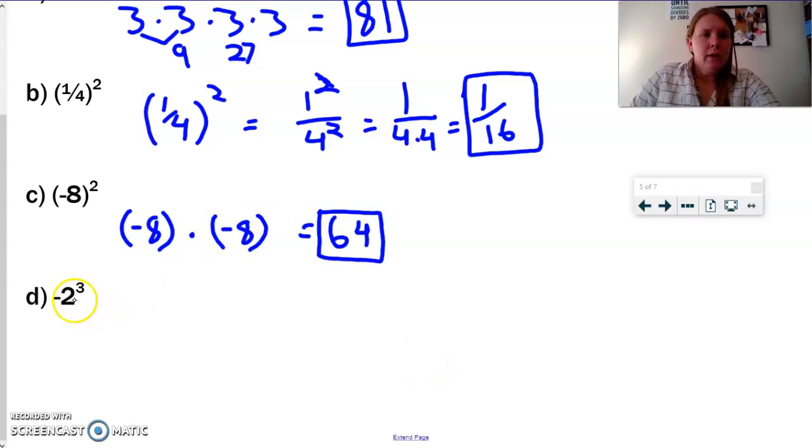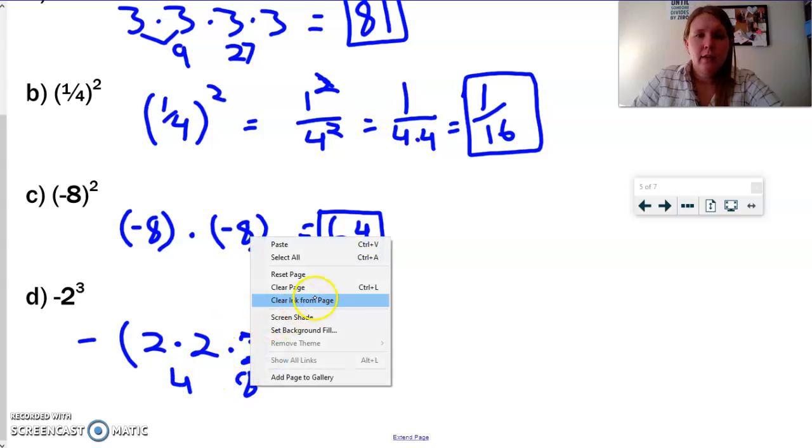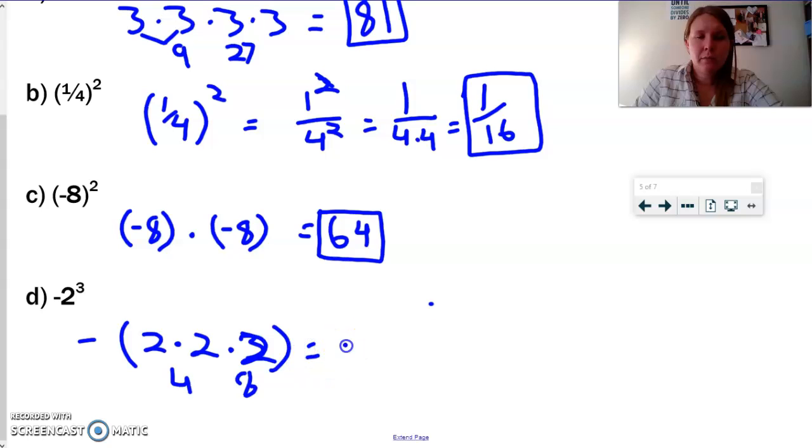Okay? In the case that I have a negative 2 to the third, the way this one is expanded out is I actually write it like this. The negative stays on the outside. And then I worry about just multiplying the 2 3 times. This is how I would expand this one out. We are taking 2 times 2 times 2, and then we're going to go back and add in that negative. So 2 times 2 is 4, times 2 is 8. So my final solution is going to be negative 8.